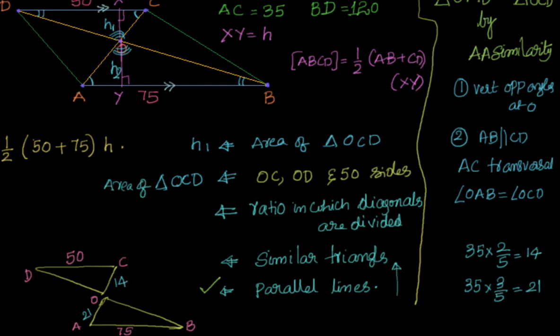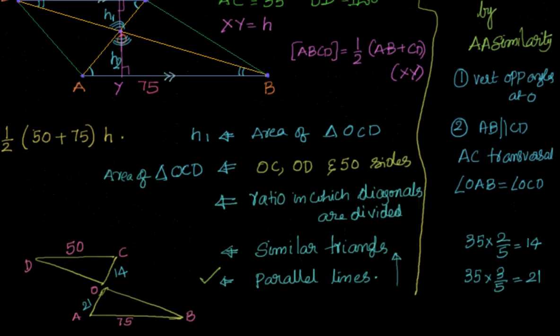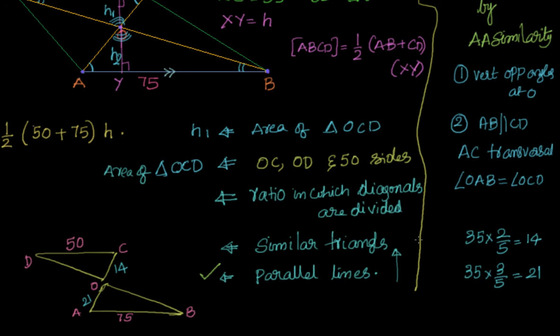So we have the sides 14 and 21. Similarly, BD is 120. You have to divide that in the ratio 2:3. If you do that, by the same logic, you will have 48 and 72. So where are we? We have proven similar triangles. That step is over. We know the ratio in which the diagonals are divided. We know the sides of the triangles. That is also fine.